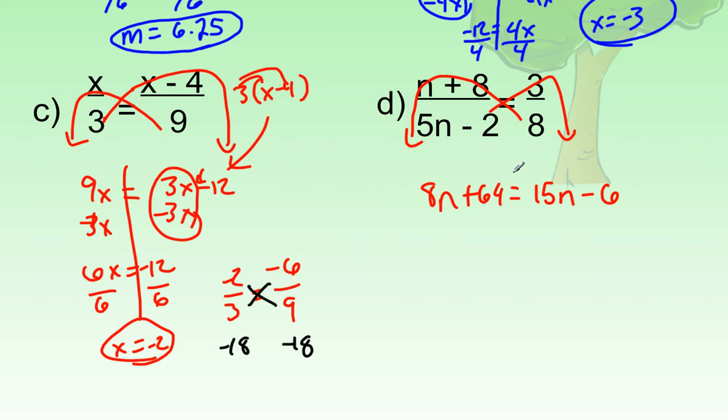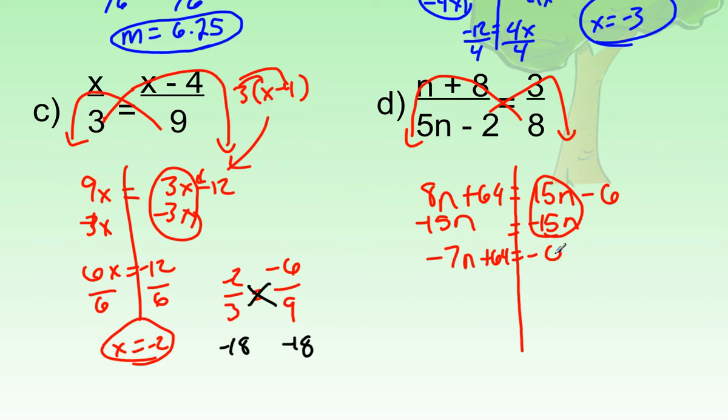This gives me an equation with variables on both sides, so I solve it like we did in the previous lesson. I'm going to minus 15n here, minus 15n here. These cancel. This will give me negative 7n plus 64 equals negative 6. Again, it is still negative. Add 6. No, no, don't add 64. Subtract 64 because it's already positive. You want to subtract it away, giving you negative 7n equals negative 70. That works out a lot better. Divide by negative 7 on both sides, and n equals 10.